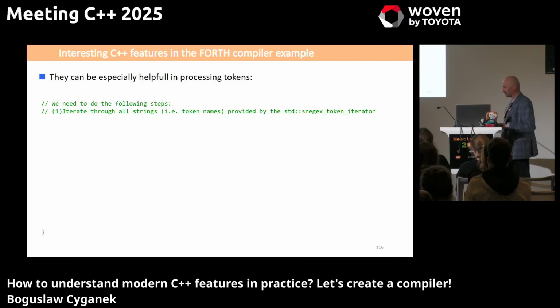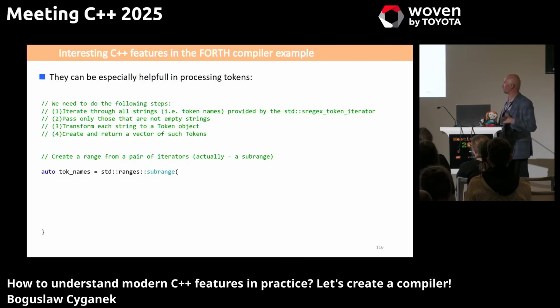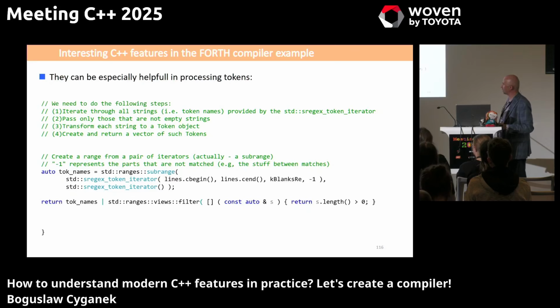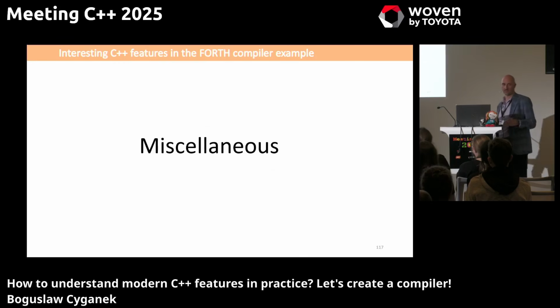Once we have this prepared string, we need to tokenize it. For this, we use the regex token iterator, and we pass only those that are not empty strings. We transform them to token objects, and we create a stream, which is a vector of tokens. How to do this? We can write many loops or one big loop, but we can do it with ranges like this. We create a sub-range based on this regular expression token iterator, then we take these token names and filter them, so each length is required to be greater than 0. Then we create a token. Token is a separate object, I will come to this in a moment. And we transform to it.